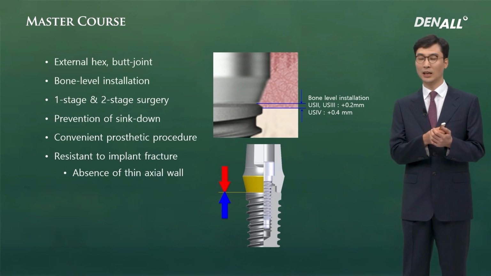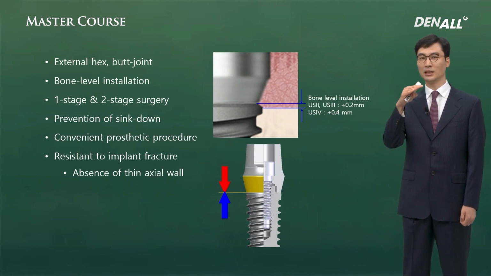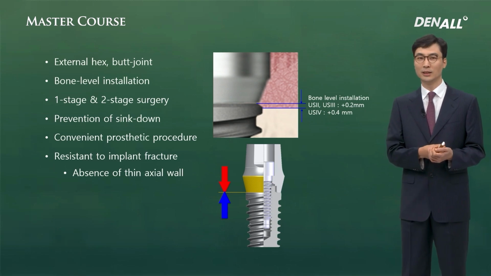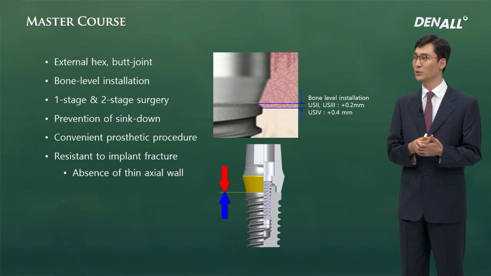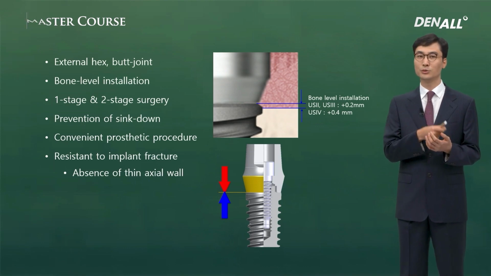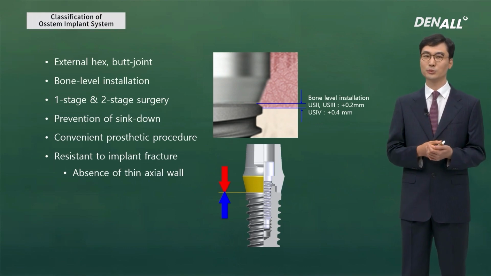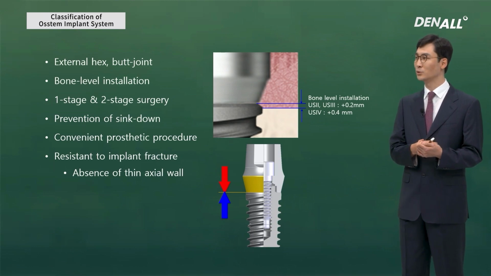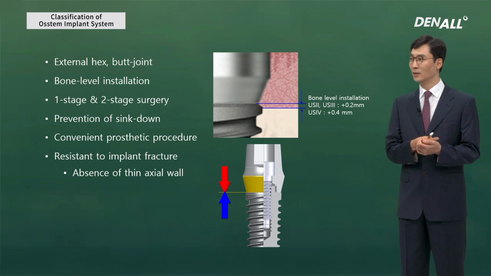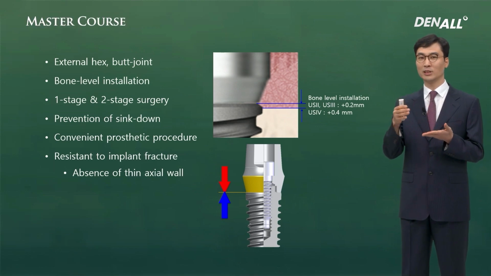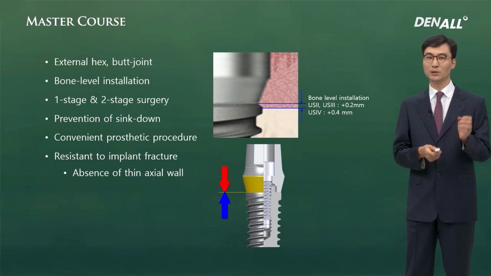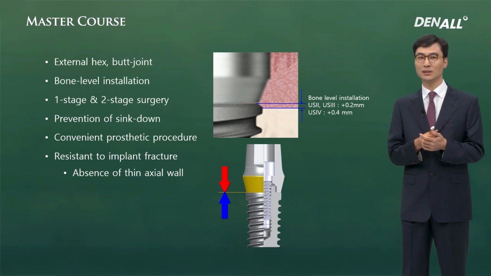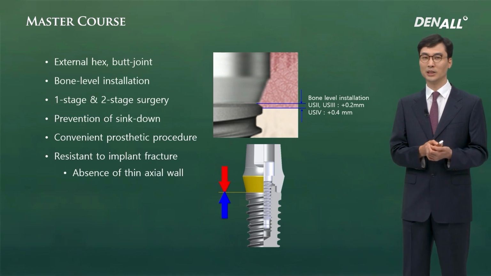Internal type is different from this. The platform is on the bone level or a little bit higher than that. So 1-stage and 2-stage surgery can be performed. If it is submerged with a 2-stage surgery, the 2-stage surgery can be a little bit difficult. The platform is protruded at the top. The internal structure doesn't have thin walls, so it has a very low rate of implant fractures.